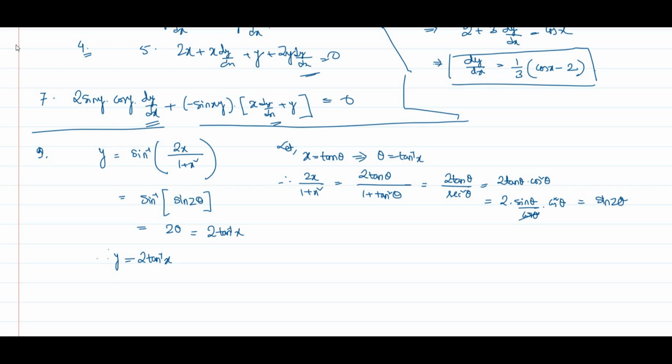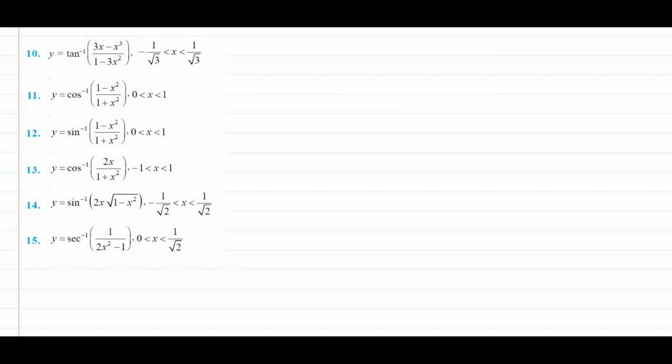So your differentiation now becomes a hell of a lot easier. You are given to find dy by dx. Now the differentiation of tan inverse x is 1 by 1 plus x square, very simply, and this is what they want. Now coming to the next set of questions.